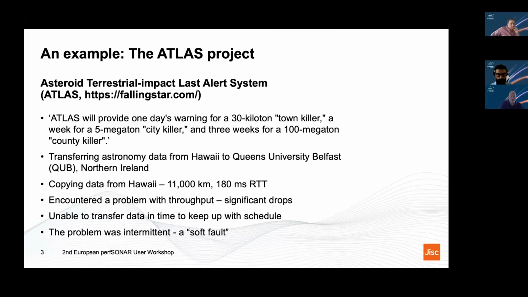In this case, it stands for Asteroid Terrestrial-impact Last Alert System. And there's a URL there. It's an interesting project, and they're basically trying to detect asteroids which might impact the Earth. And there's quite a dramatic quote that I list there. So in our example, they're transferring some of this data from the telescopes in Hawaii to Queen's University in Belfast, which is in Northern Ireland.